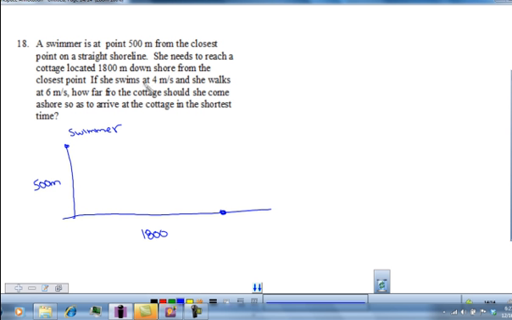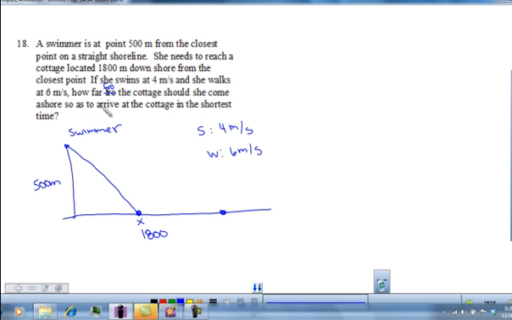If she swims, okay, so she's going to swim at 4 meters per second, and she's going to walk at 6 meters per second. How far from the cottage should she come ashore so as to arrive at the cottage in the shortest amount of time? Okay, so she wants to arrive here, which we're going to call x.